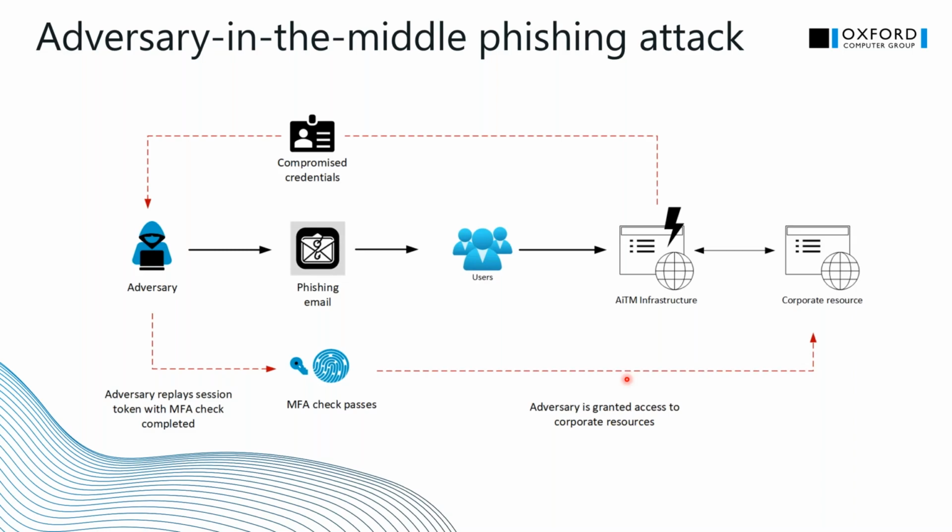that is utilized in this way, is able to not only steal the credentials, but also steal the token. And the adversary then just has to replay that token. The MFA check is completed because the user still gets a prompt and they input their MFA. And now that token with the MFA check completed is stolen, and the adversary just has to replay it and is granted access to the corporate resource as if they were the user.